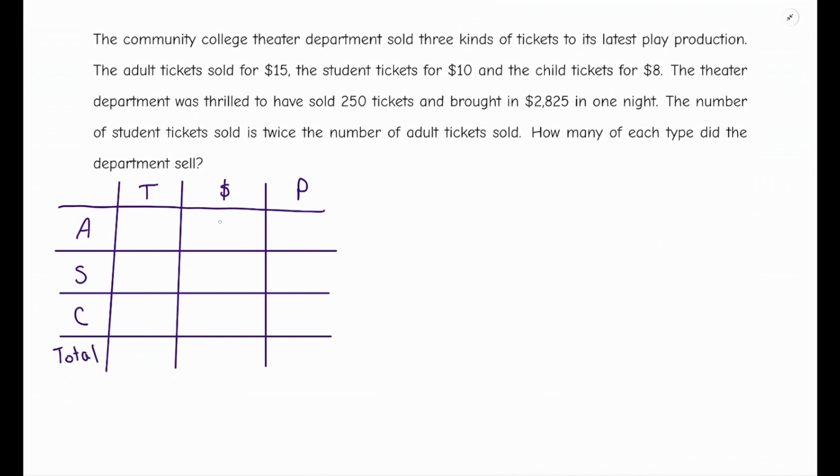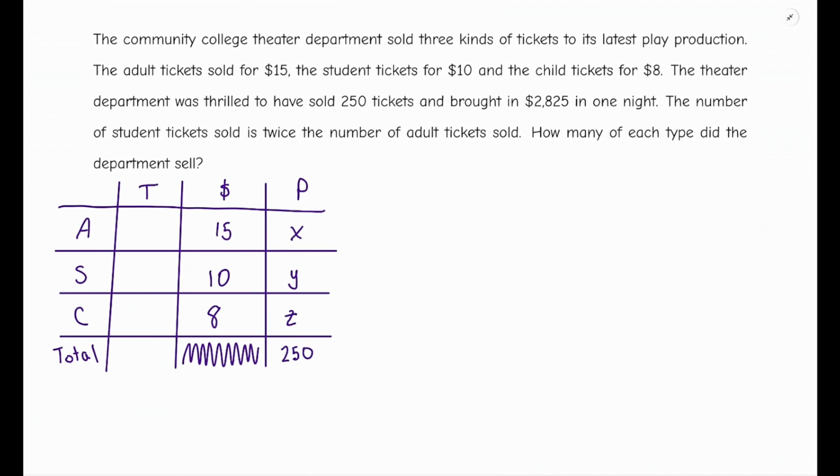So the adult tickets were $15, student tickets were $10, and the children tickets were $8, and a total dollar amount for tickets does not make sense here. So I'll just black out that box. Now I do not know how many adults there were, so I'll say x. I do not know how many students there were, so I'll say y. And I do not know how many children there were, so I'll say z. But I do know the total number of tickets sold was 250.